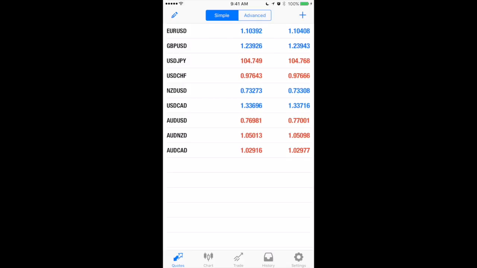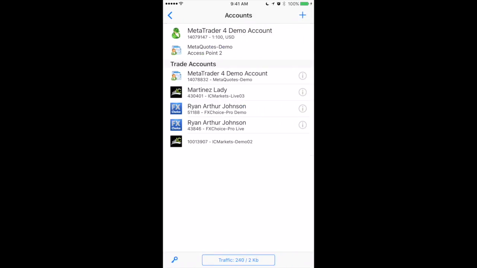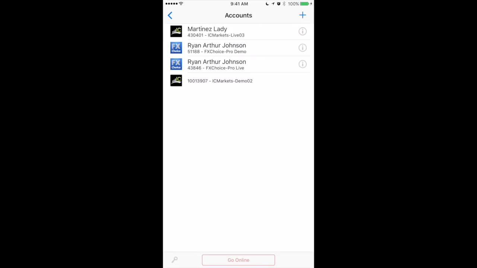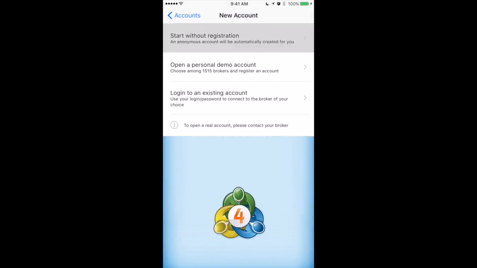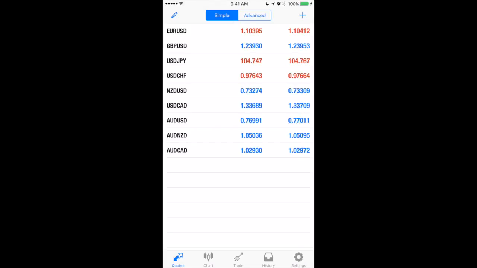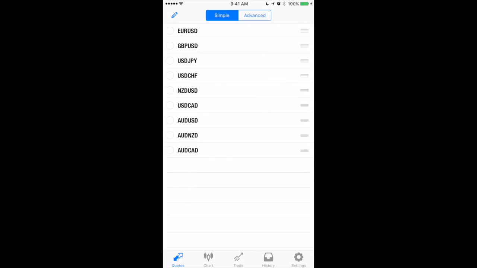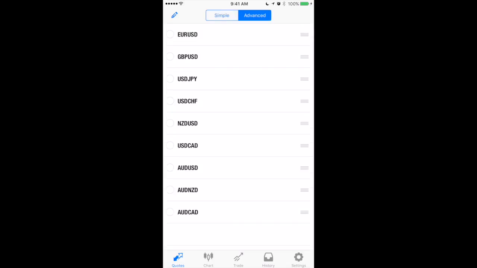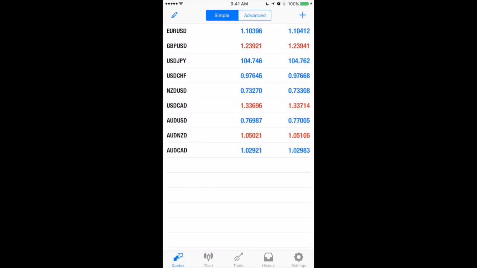Anyway, so let me do this one. Delete. Alright, so we'll just say start without registration because you don't really need to do anything when you're starting. So it creates a new account. To edit, this is like remove, add, different pairs. Simple is like this.